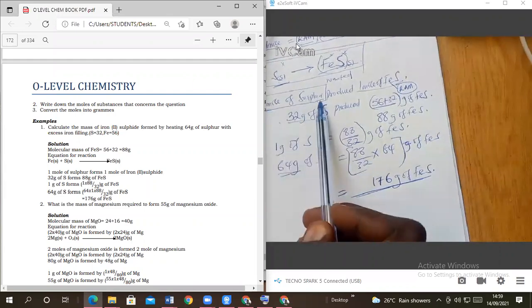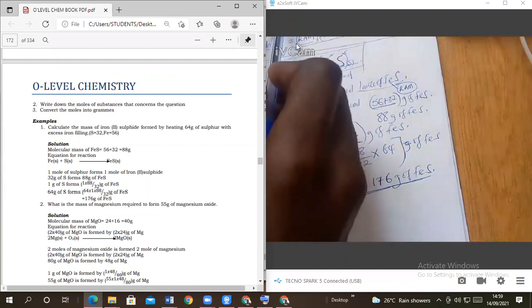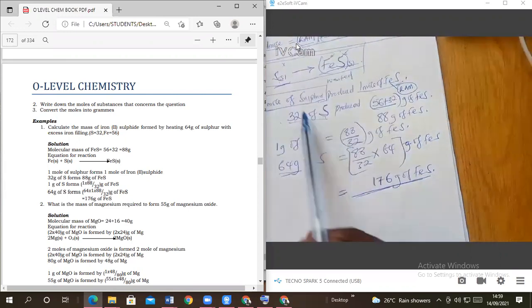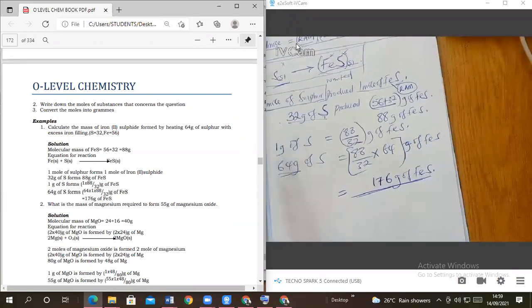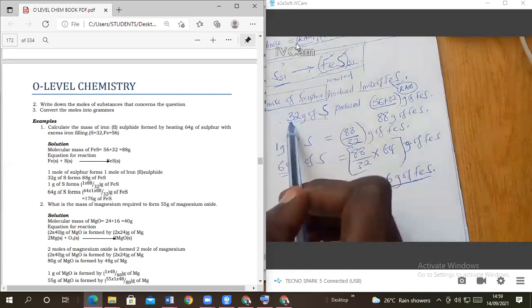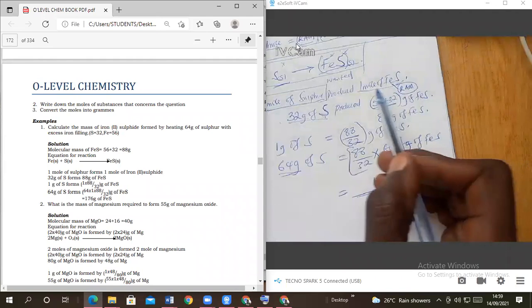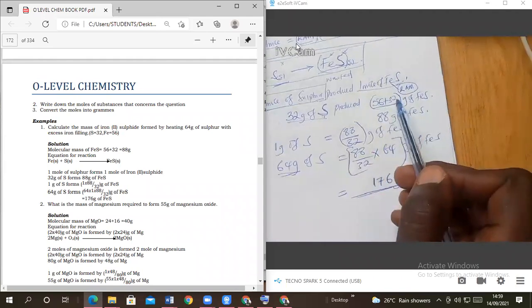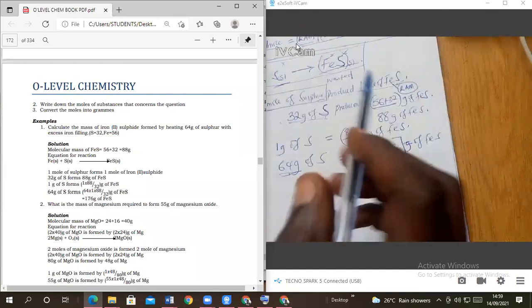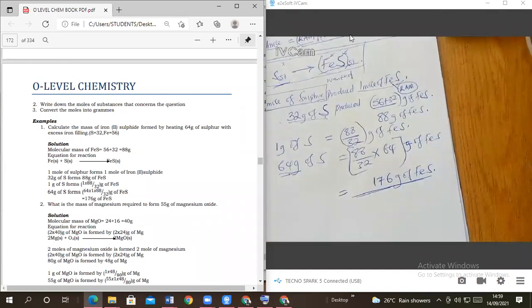We have used moles from our Roman 2, which says moles that concern the question. Then from here, what followed is converting moles to masses. 1 mole of sulfur is 32 grams. 1 mole of iron 2 sulfide is 56 plus 32, which is 88 grams. What about the grams they asked for in the question, which is 64? It gives us those ones.